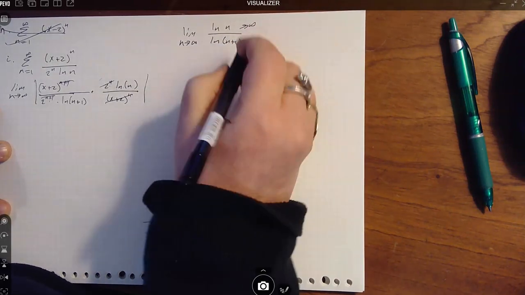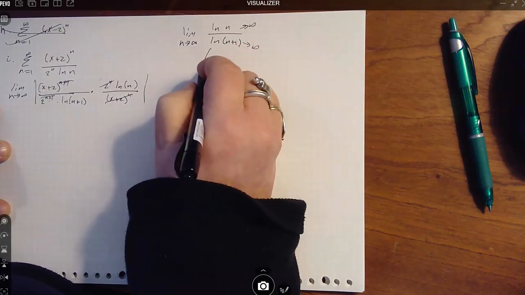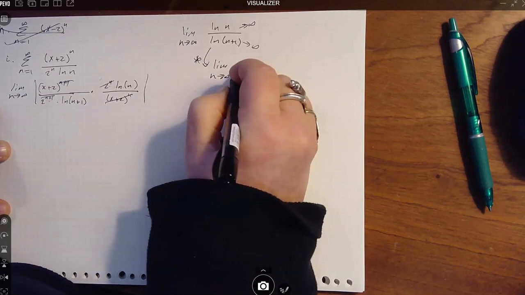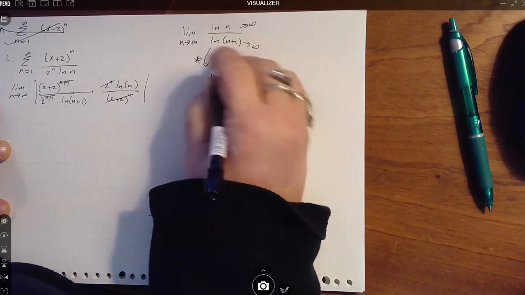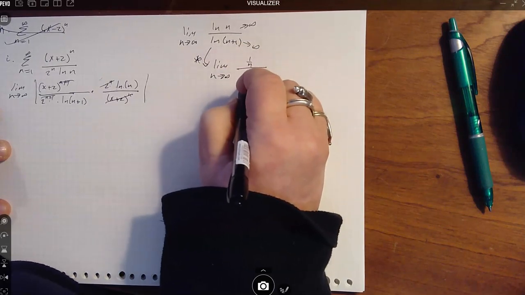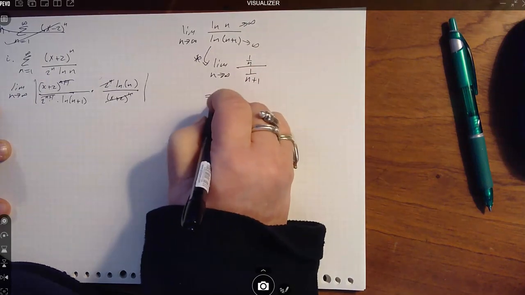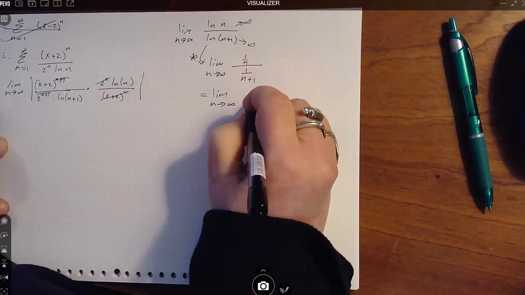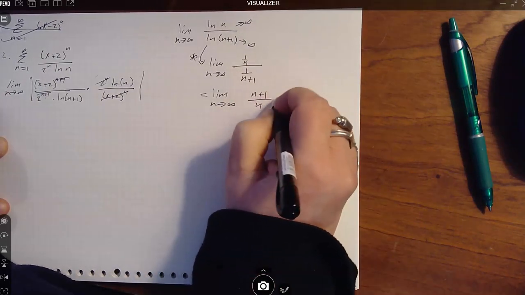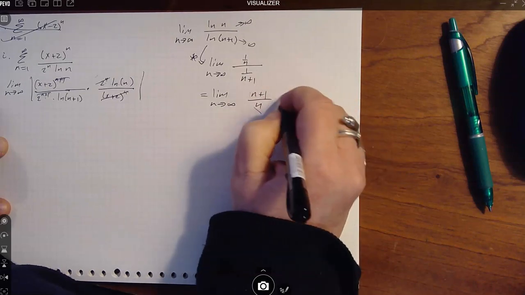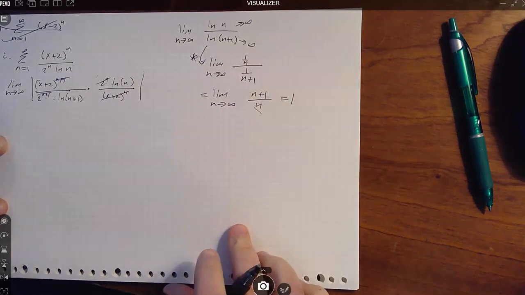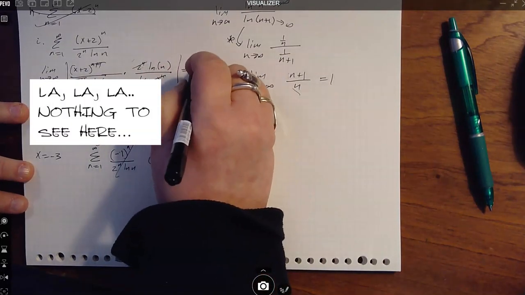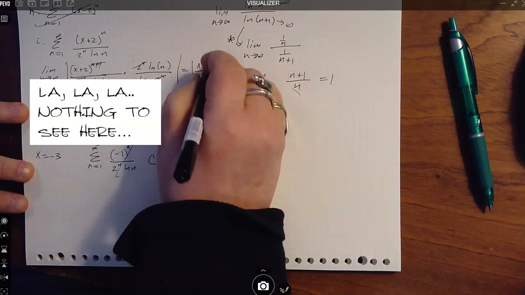I've got infinity on the top, infinity on the bottom, L'Hospitaling it. Derivative of the top is 1 over n. The derivative of the bottom is 1 over n plus 1. Let's fix this weird fraction. I have n plus 1 on top, n on bottom. Leading coefficient is 1 on both of these. The degrees are the same, so this equals 1. Well, that's convenient. This is equal to the absolute value of x plus 2 over 2.